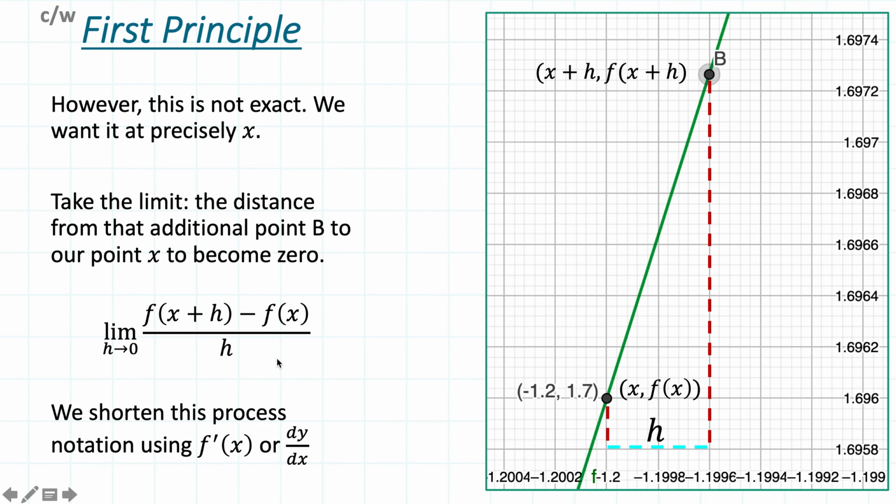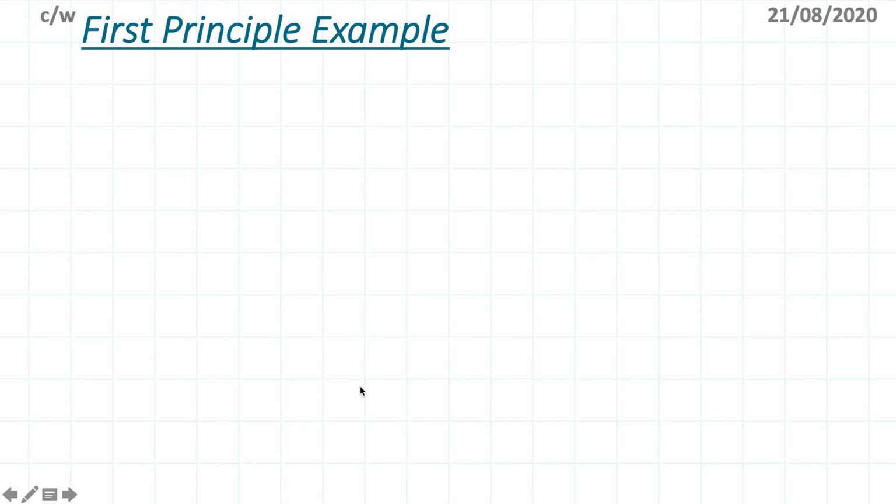So if I do this process on my function, I'm actually going to be able to find the gradient at this point. And we shorten this process notation using f prime of x, or dy over dx. So this is the derivative of y with respect to x. So I'm going to do a quick example on this. It seems very weird, but it's definitely doable.